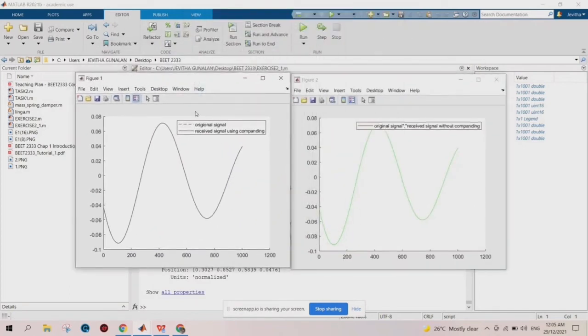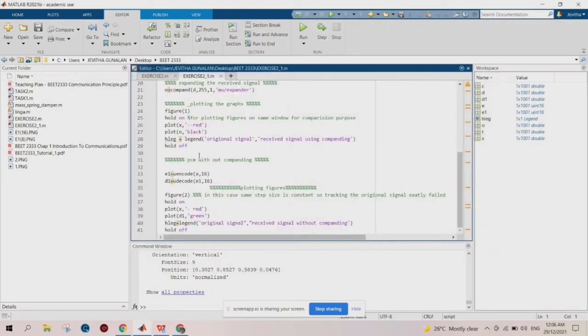This is the output. The red line is the original signal, and the black line is the received signal using compounding. This one is the original signal, received signal without compounding. This is for n equal 16.